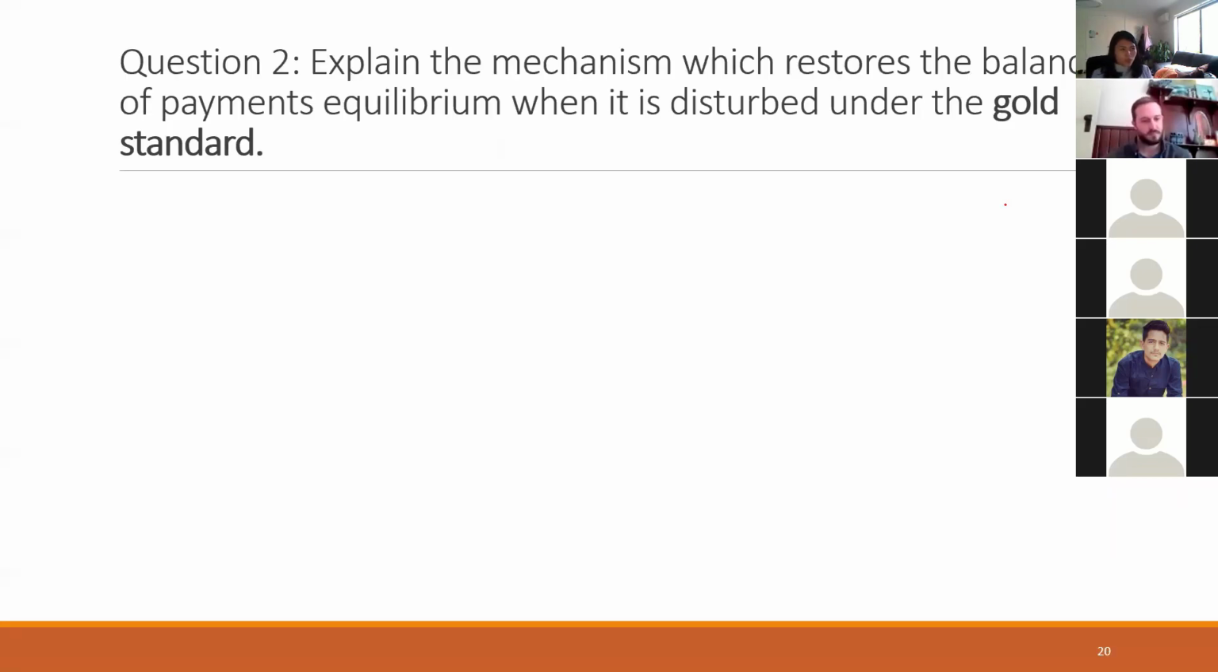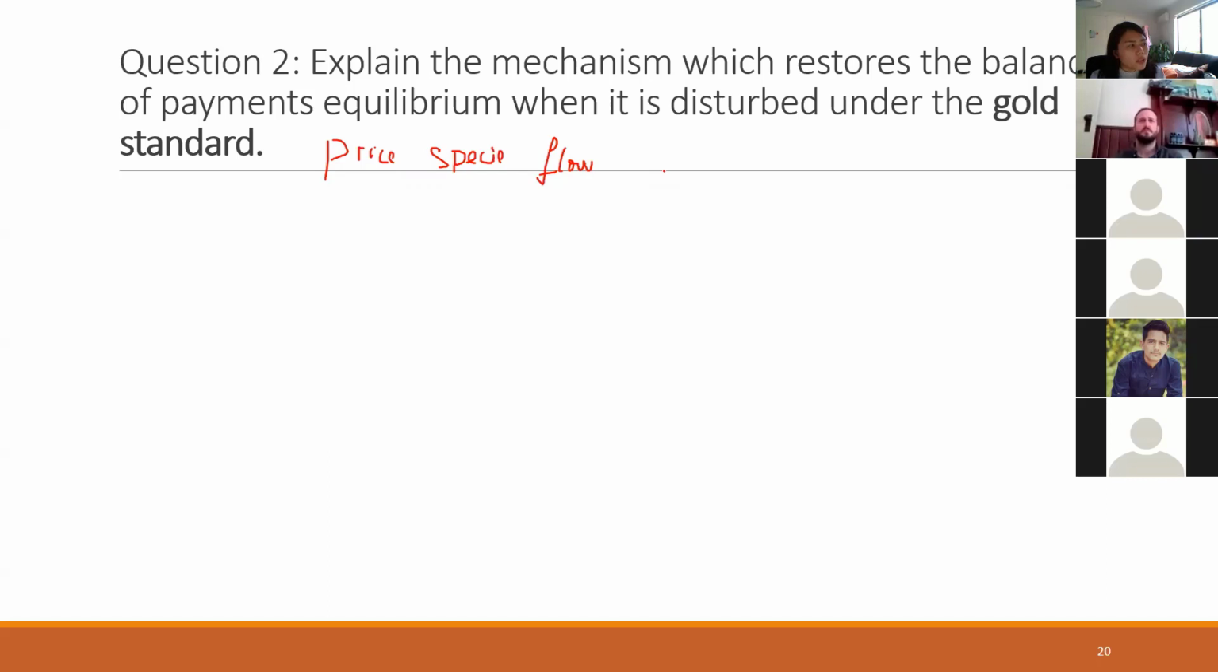With question 2, we are looking at the mechanism which restores the balance of payments equilibrium when it is disturbed under the gold standard, okay? This mechanism is called the price specie flow. So how does the price specie flow work? How is the balance of payments equilibrium restored when it is disturbed under the gold standard?